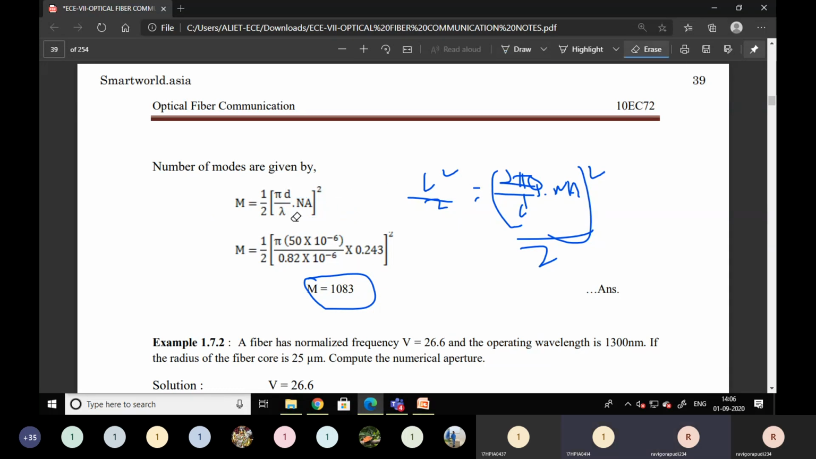How we are getting this formula, I already told you in the previous class. So 2A is D. Already we have pi here, pi D by lambda into NA, whole square. Sir, finally 1803.4 came, sir. Okay, 1083. 1083. Screen is visible.